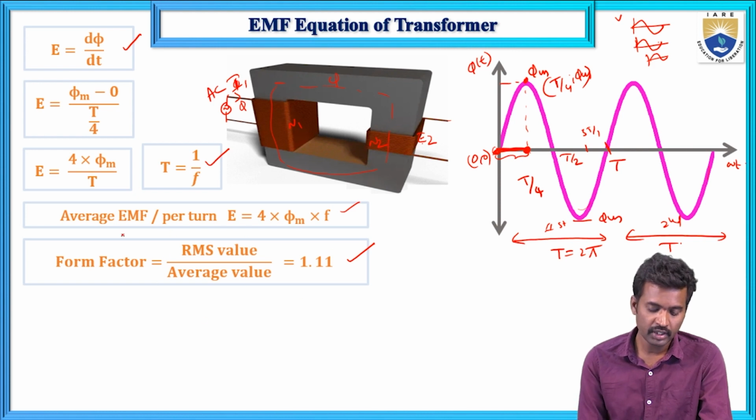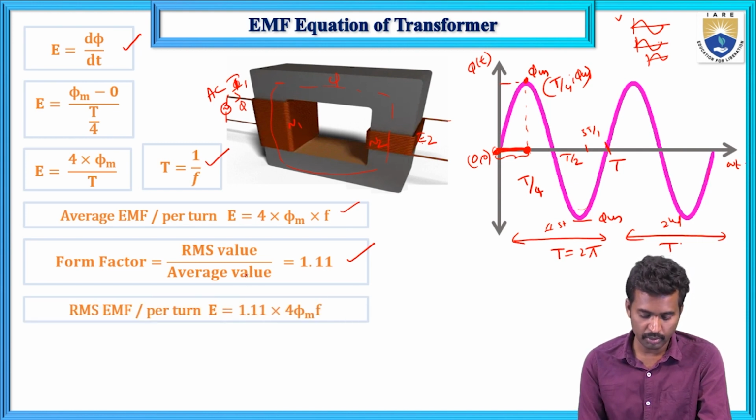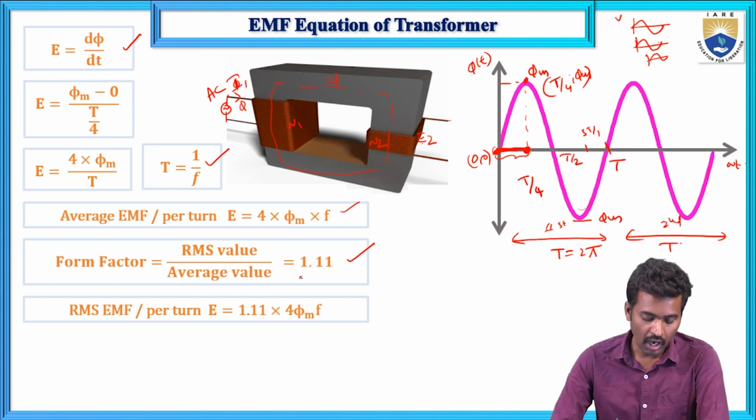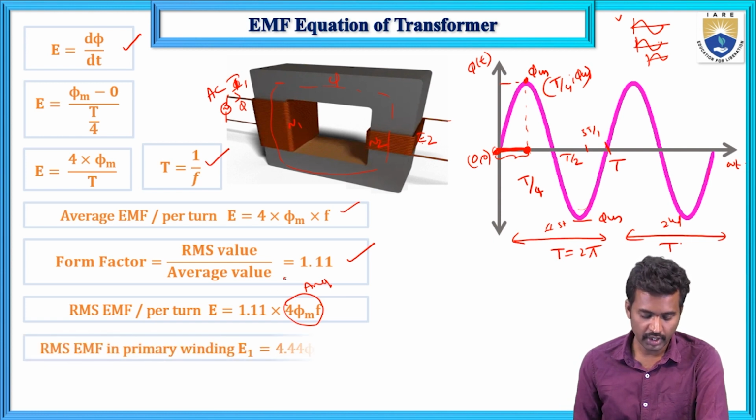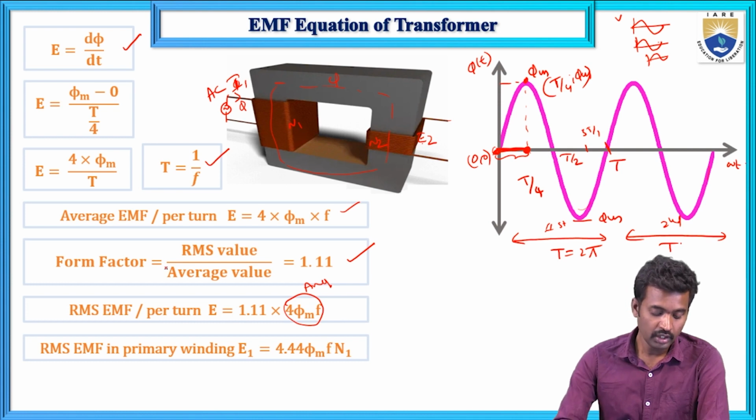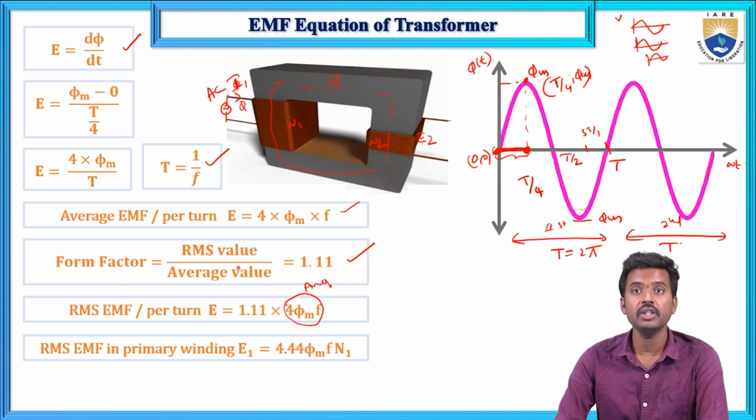From this we can derive the RMS EMF per turn, E RMS equals, substituting this, RMS value equals 1.11 into the average value. So RMS by average equals 1.11 for a sinusoidal waveform, sine wave. Now if you multiply 4 into 1.11, we get 4.44 phi m f, and this is for a single turn only.